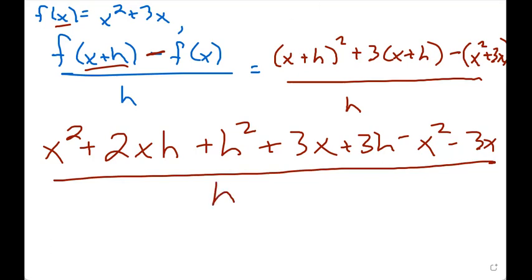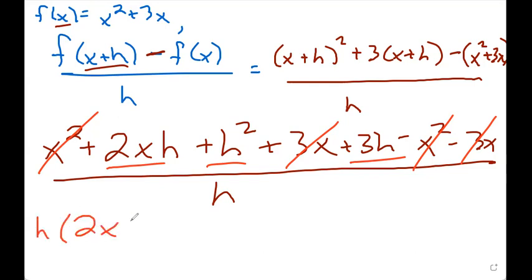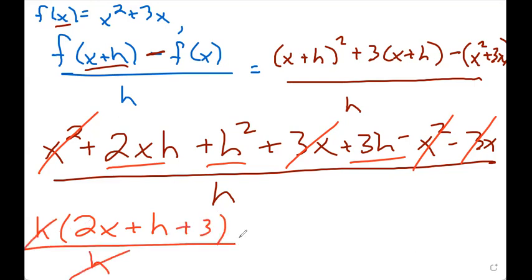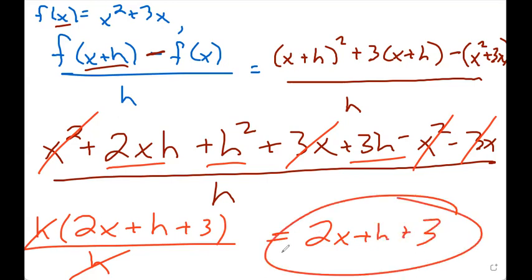And at this point, things should start to cancel. You'll see x squared minus x squared and 3x minus 3x. And you notice what's in common on the numerators, there's an h you can factor out. So we're going to factor an h out, leaving you with 2x plus h plus 3 all over h. And here we go, it reduces. And that'd be your final answer for this difference quotient. And this was done by factoring ultimately.